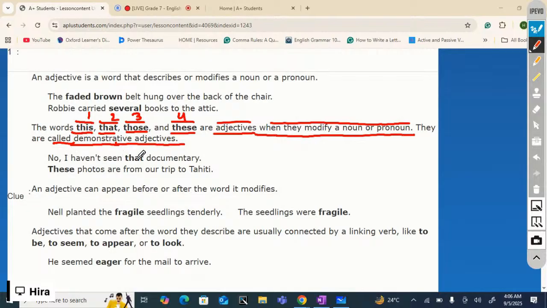Okay, let's read how they are used as demonstrative adjectives. No, I haven't seen that documentary. So documentary is the noun and that is a demonstrative adjective which describes this noun, which modifies the noun. That is used because that documentary is a singular noun. These photos are from our trip to Tahiti. Photos is the noun and these is the demonstrative adjective which describes or modifies this noun.